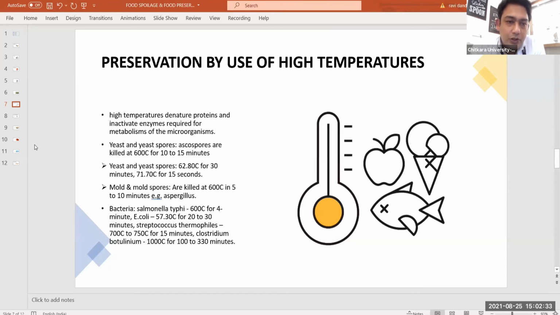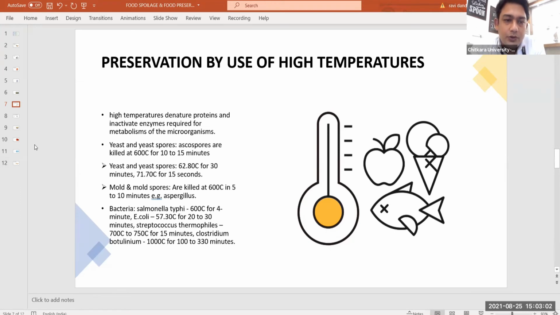Yeast and yeast spores also die if we cook at 62.80 degrees Celsius for around 30 minutes. Okay, so we are increasing the time over here. So that can be done: a certain temperature for a certain time period. So if we increase the time, we reduce the temperature. If we increase the temperature, we have to reduce the time. So that depends on the skills of the chef and the product that is to be made.